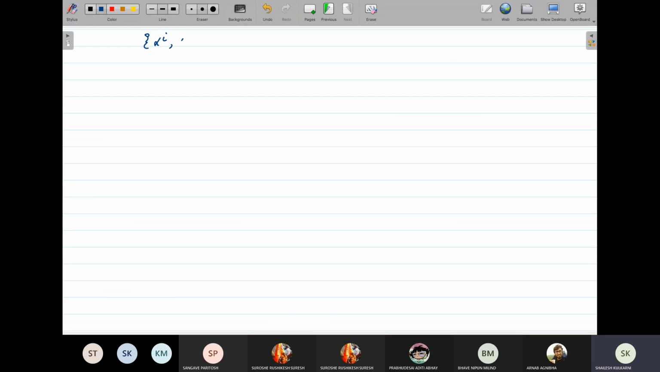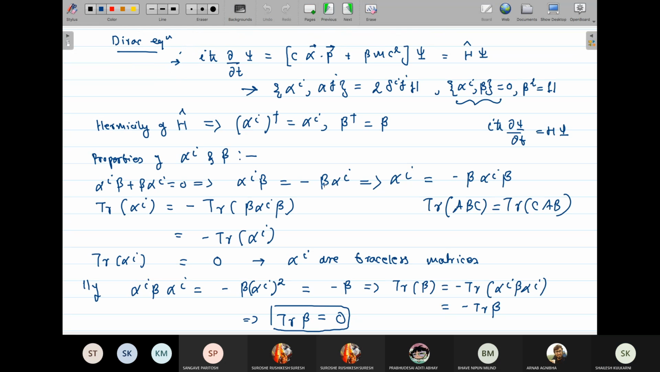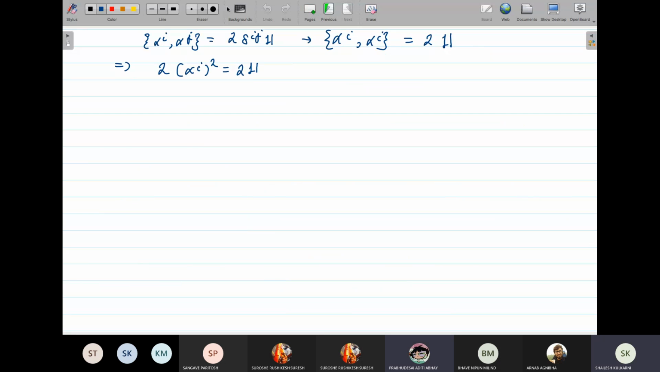So I know that alpha I alpha j anti-commutator is equal to twice delta Ij identity, right? So put, instead of j, alpha I. This implies that alpha I anti-commutator with alpha I equal to twice delta I. Delta I is just one, identity, right? So alpha I anti-commutator with alpha I is what? Alpha I plus alpha I. That is twice of alpha I square, right? So twice of alpha I square equal to twice of identity. Hence the result. Okay? Yes, sir. Clear? Thank you, sir.